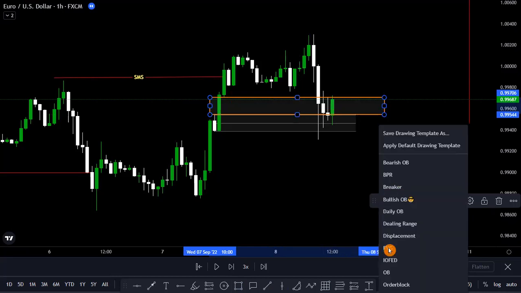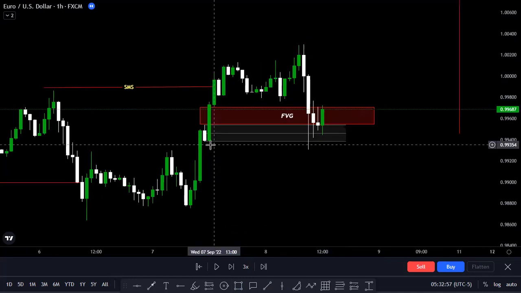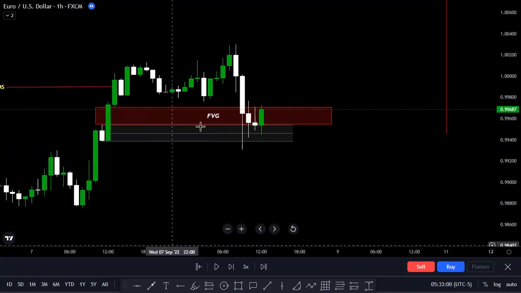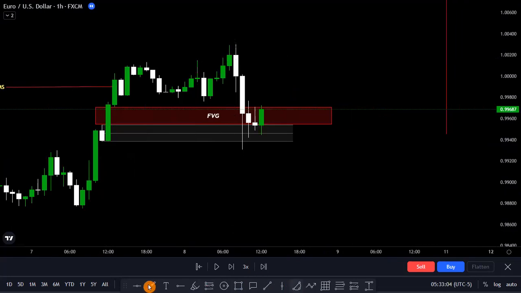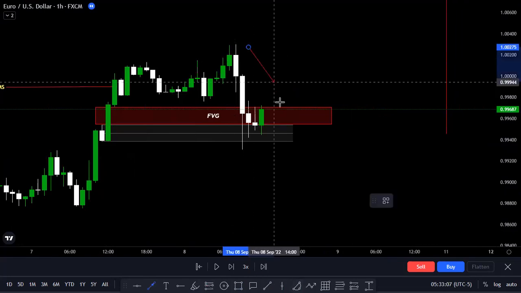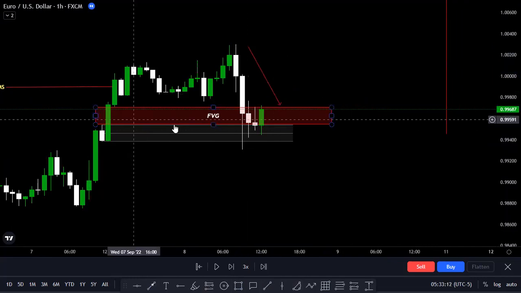Fair value gap is like that. Okay, so fair value gap, and then I have this order block. And also if you look closely here, we had a fair value gap, and that's why price decided to move down to fill this gap, and that's what we call drawn liquidity. The market was moving down to fill this imbalance, which is where we have a fair value gap, or what we call imbalance.